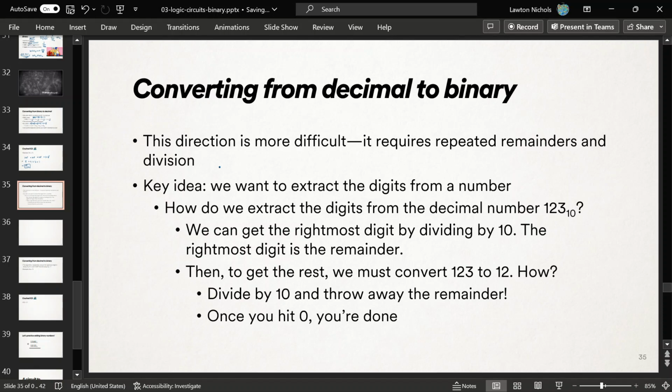It requires you to take repeated remainders. It requires you to divide numbers and also remember their remainders after doing that division. All right? So let's pick a symbol for how to do that.